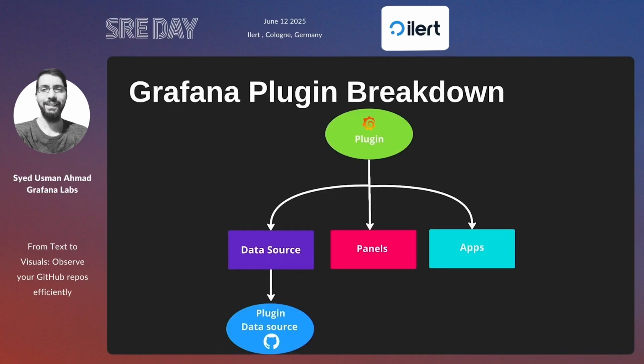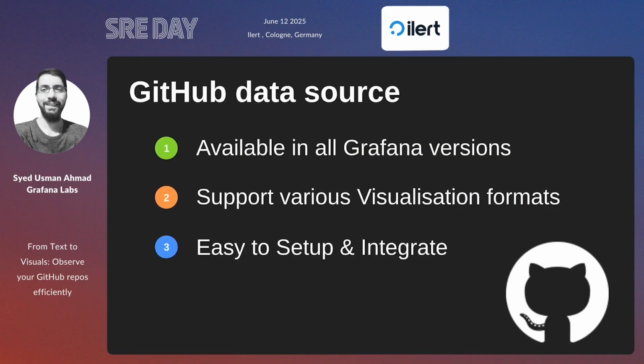And let's break down the plugin part. So on the top, we have plugins. And plugins are categorized into 3 different types: data sources, panels, and apps. Today, we're going to talk about the data source, and the one which we're going to talk about is the GitHub data source. So this is available on all Grafana versions, it supports various visualization formats, and it is very easy to set up and integrate.